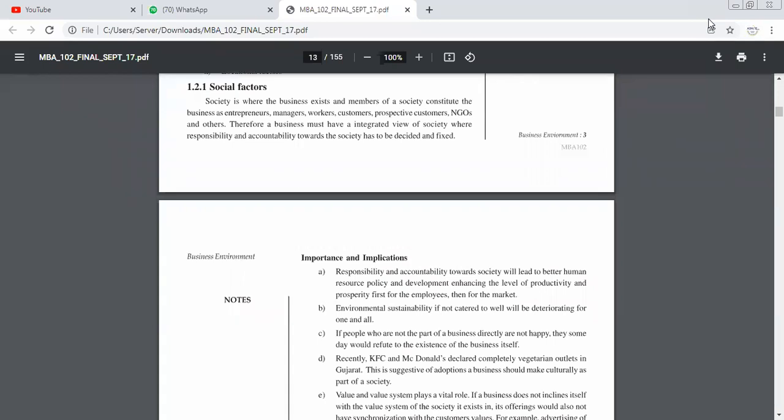Whatever you are producing, manufacturing, or selling to the customers should not be illegal and should not hurt the customers. These should be goods that are handy for the customers. You should not make any kind of goods that is illegal for the customers. Responsibility and accountability towards society will lead to a better human resource policy and development, enhancing the level of productivity and prosperity, first of the employees and then of the market.